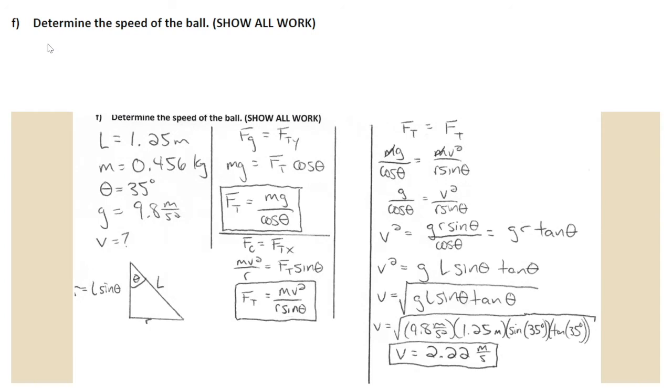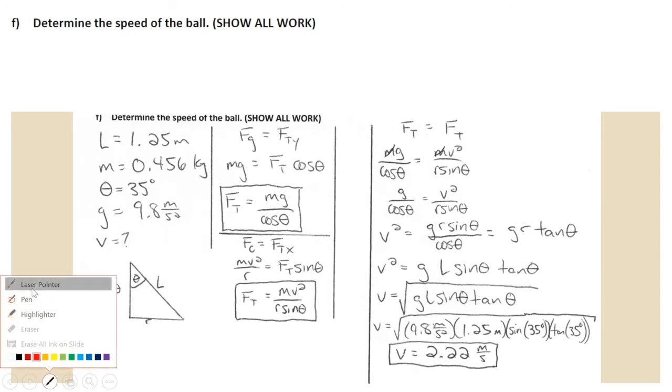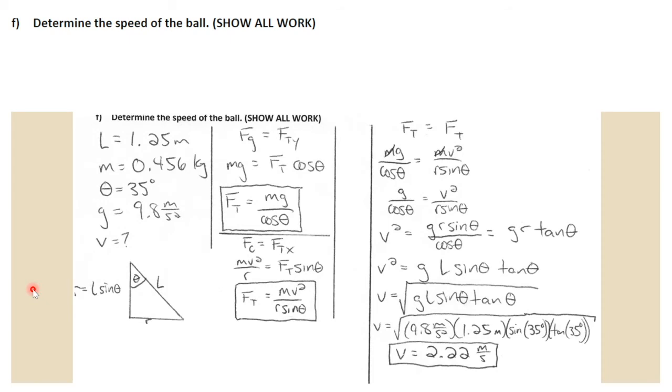F says to determine the speed of the ball. And for this question, you basically just needed to solve your equations from your free body diagram as a system of equations. Notice the first thing I did here, I'm going to go through this step by step. The first thing you needed to do was write down your list of knowns.